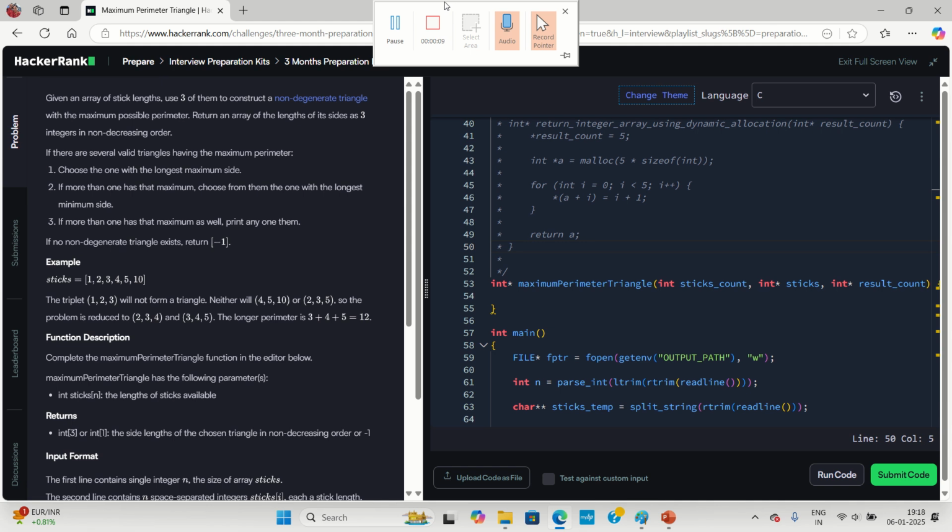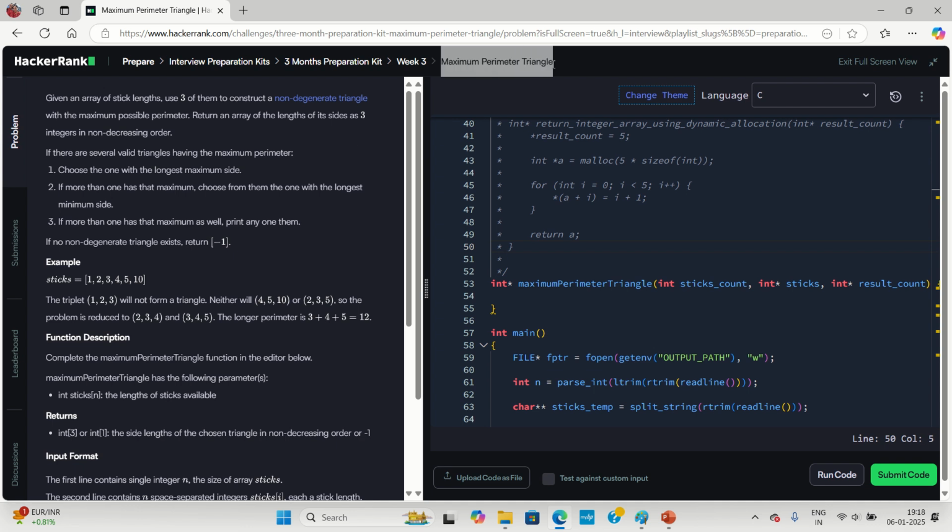Now in today's session, I have brought up a problem from HackerRank, the 3 months preparation kit. That is the maximum perimeter triangle. Okay. Now here our task is to find out the triangle. As you can understand from the title of the problem, our task is to find out the triangle with the maximum perimeter. Fine. Now, the problem is not so easy, but again, it is not so tough.